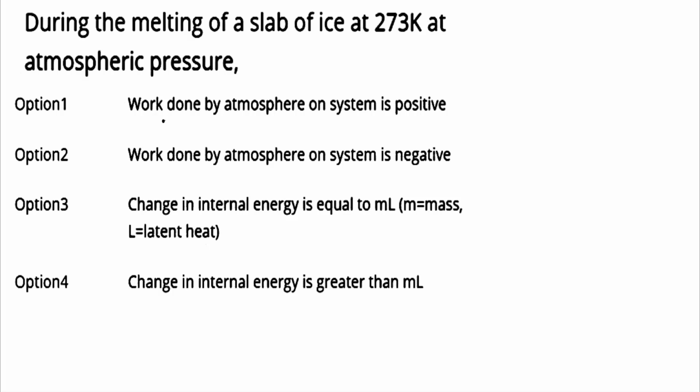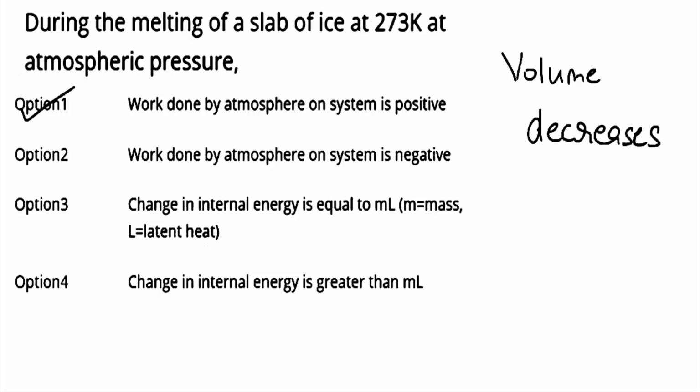Looking at the first two options, option 1 says that work done by atmosphere on the system is positive, whereas option 2 says that it is negative. The correct one out of these two is option 1, because when ice is melting, volume decreases. So the volume of ice decreases.